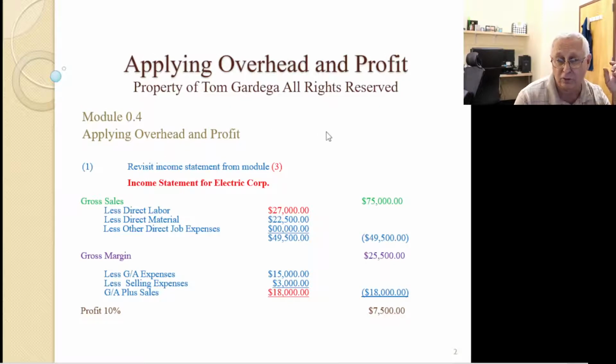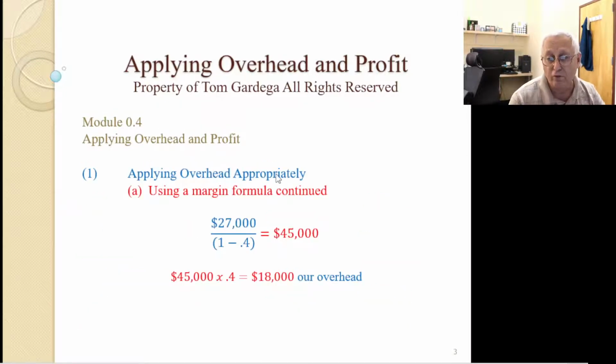Let's revisit the income statement from the last couple of modules. Our gross sales is $75,000. Our direct labor in red is $27,000, and our G&A expenses plus selling is $18,000. Our profit is $7,500.